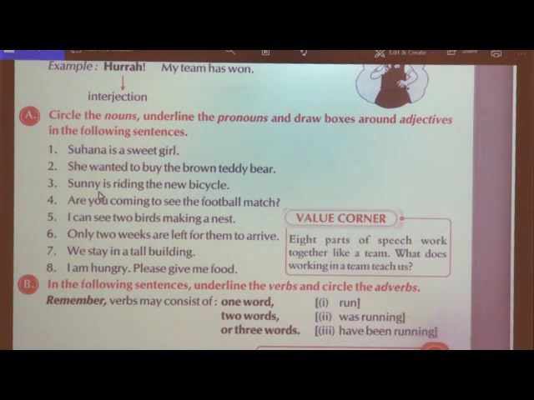Once again, I will recall two or three sentences from each exercise. The first one they have given: Suhana is a sweet girl. So, Suhana, what is it? It is a noun. The pronoun we can say is Suhana, and girl is a noun, and the adjective is what? Yes, sweet. So, this was exercise A.